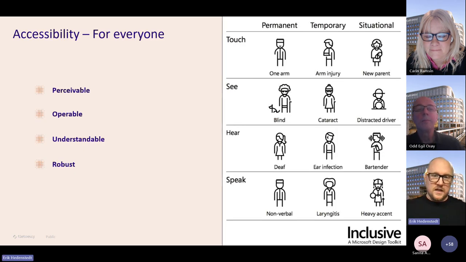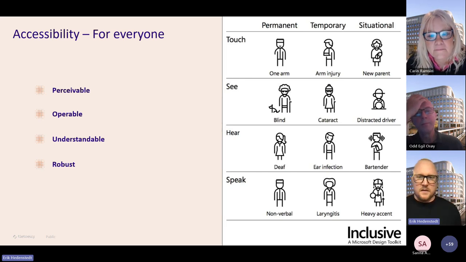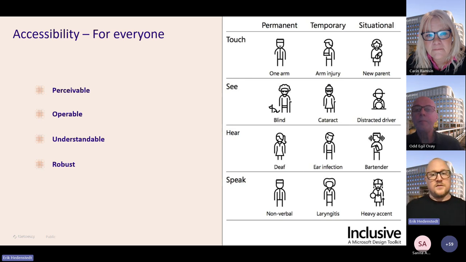Another thing that's important to take into consideration is accessibility and inclusive design. This is a huge subject, so we'll only touch upon it briefly, otherwise we'll be here all day. We need to make our designs available for everyone, regardless of disabilities, be it permanent, temporary, or situational. For example, carrying my baby around gives me the same challenges as having one arm for that period of time. The foundation of accessible design is that it must be perceivable, operable, understandable, and robust. And this is actually regulated by law.